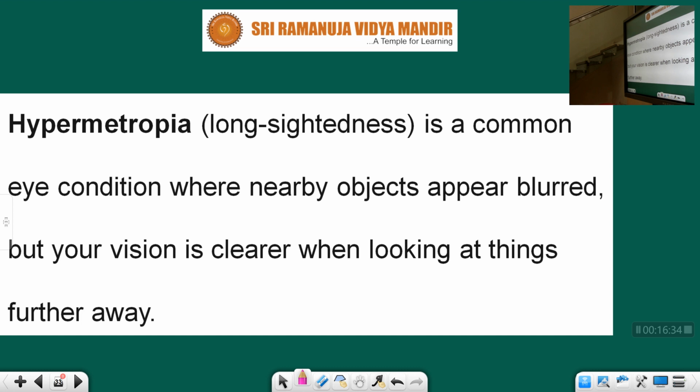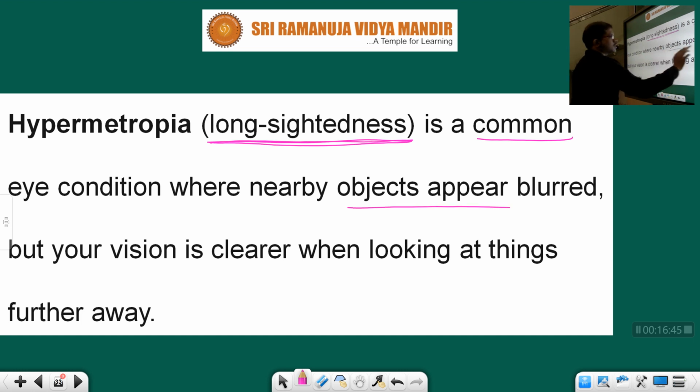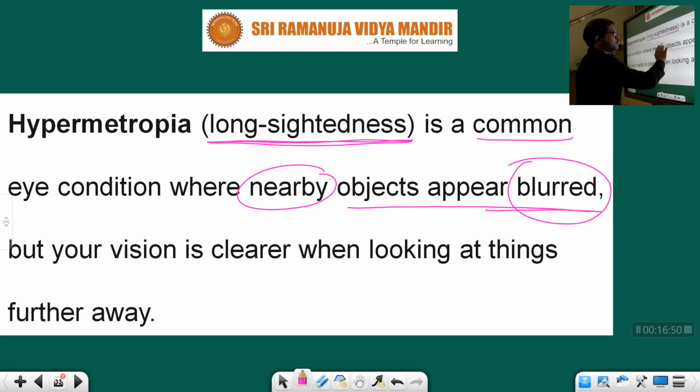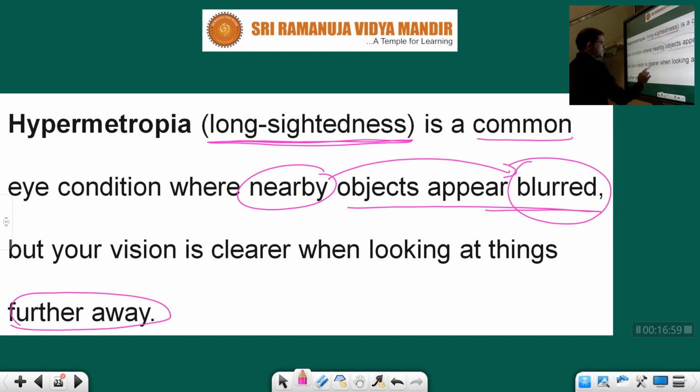Hypermetropia is long-sightedness, a common eye condition where nearby objects appear blurred. Nearby objects are what, children? Blurred. But vision is clear when looking at the things further away. When is vision clear, children? When the objects are further away. So that's why we usually call it long sight.